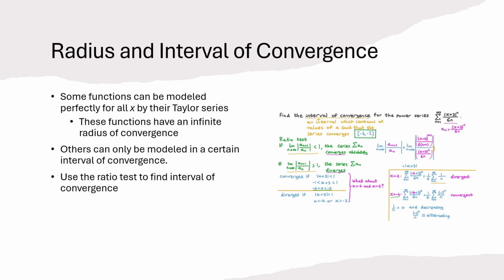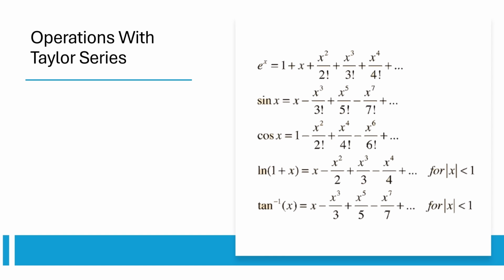We can find the interval of convergence and the radius of convergence by running the ratio test on the Taylor series, with an example problem shown to the right. After we find this interval, though, we need to double-check the endpoints of the interval.